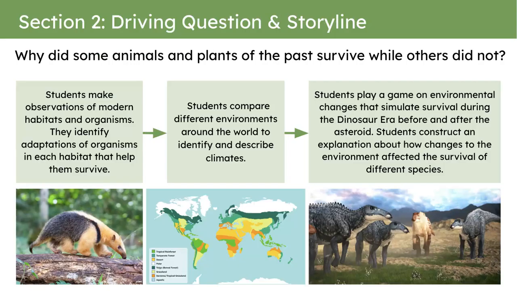The driving question for Section 2 is, why did some animals and plants of the past survive while others did not? In this section, students approach the driving question by making observations of present-day habitats. They identify which adaptations of the organisms living there help them to survive. Then, students compare different environments around the globe to identify and describe types of climates.